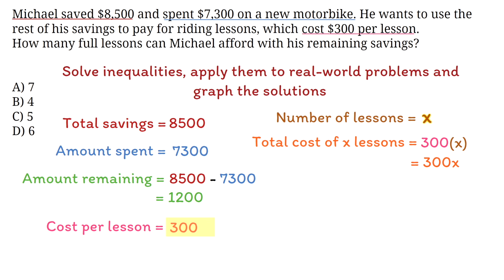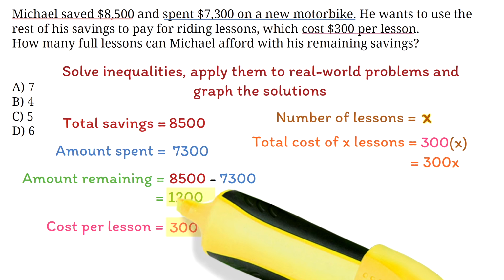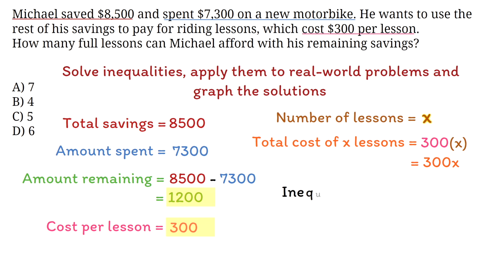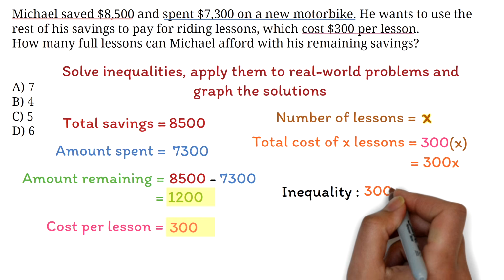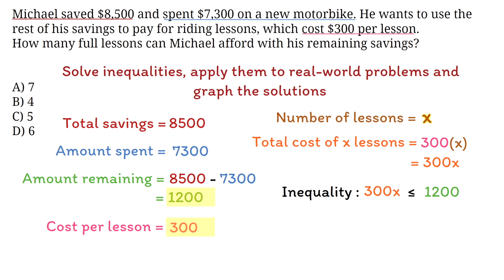Since Michael can't spend more than $1,200, we write the inequality. 300X is less than or equal to 1,200. This shows that the total cost of the lessons must be less than or equal to the money he has left. Now, let's solve the inequality we set up.